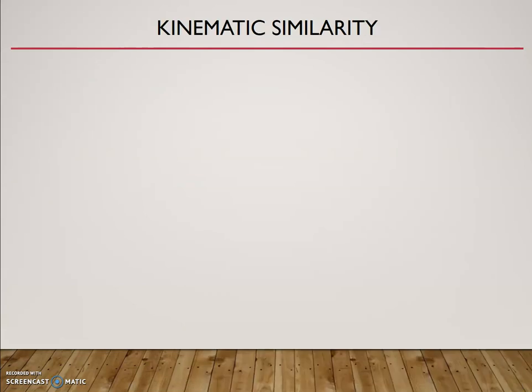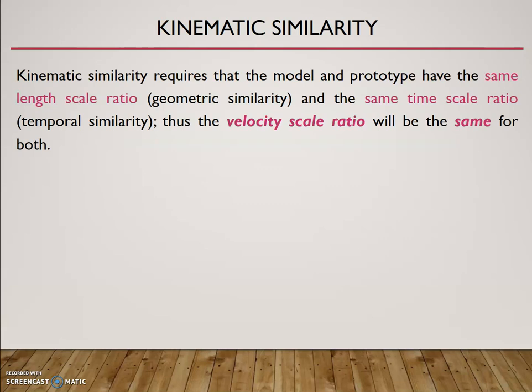Then the second is kinematic similarity. It requires that the model and prototype have the same length ratio and the same time ratio. Therefore, the velocity ratio will be the same for both. It can be mathematically represented as the velocity ratio equals the velocity of the model divided by the velocity of the prototype. By simplifying it, you can say that the velocity of the model is equal to the velocity ratio times the prototype velocity.